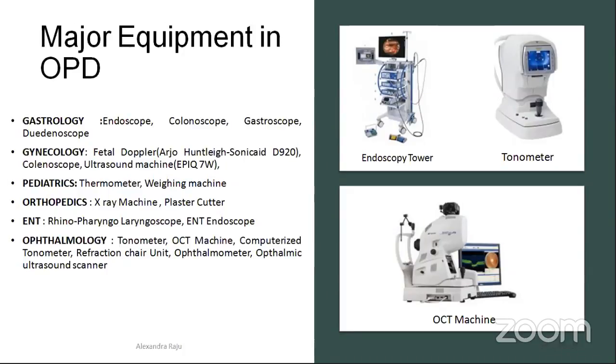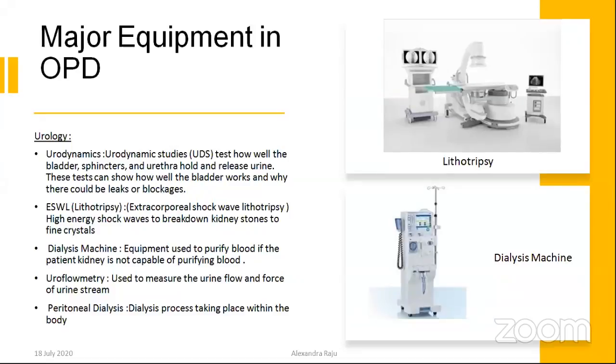So the next department is the urology department. Urology is a branch which deals with kidney and nephrology related diseases. The major equipment used here are urodynamics, lithotripsy or the ESWL, dialysis machine, uroflowmetry, and peritoneal dialysis.